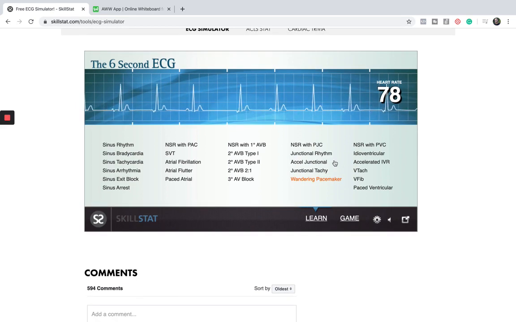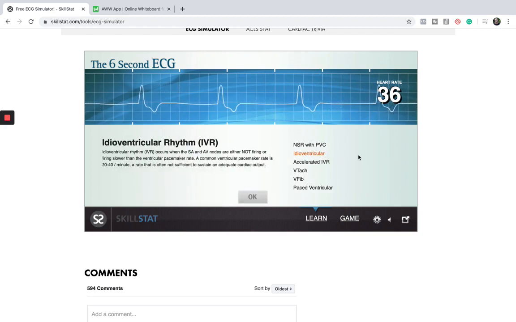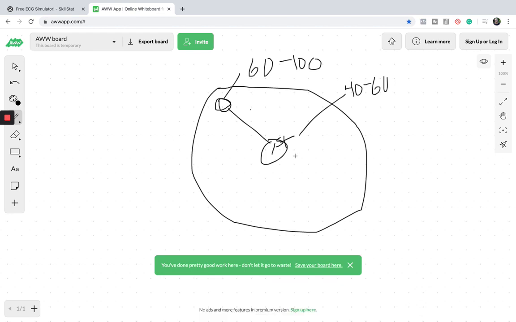Guys, oh my God, I'm almost done. This is incredible. This is paramedic school right here, okay? So let's keep going. So we got the idioventricular rhythm. This goes back to our thing.